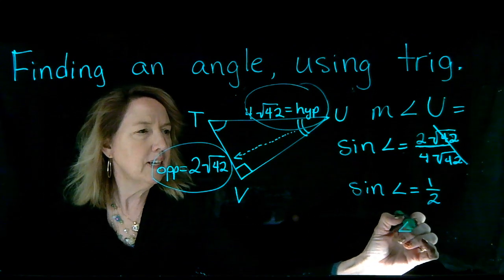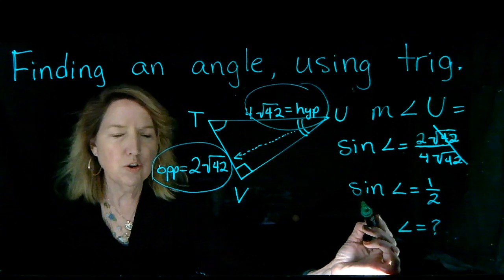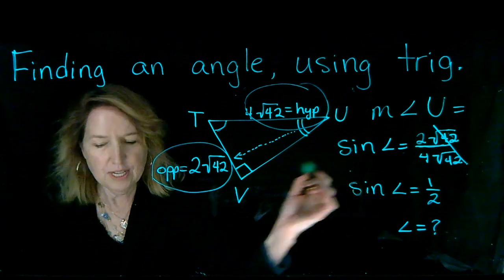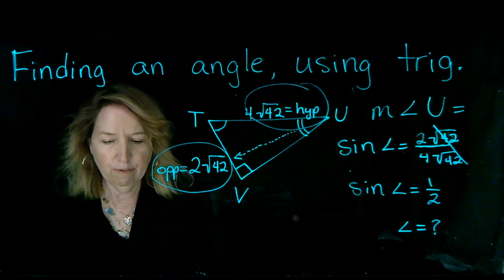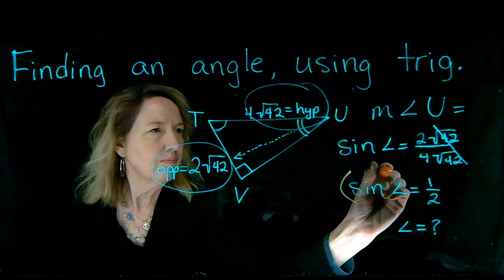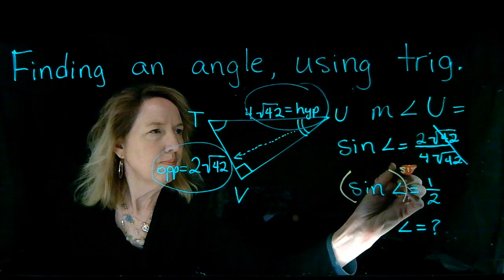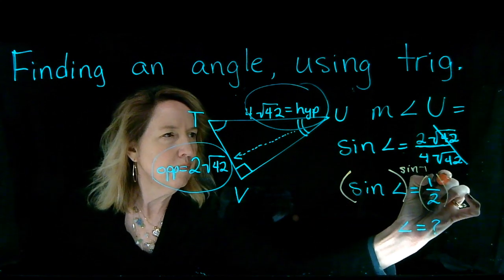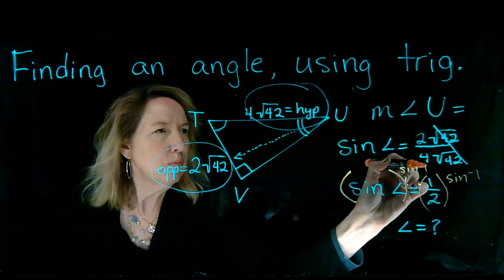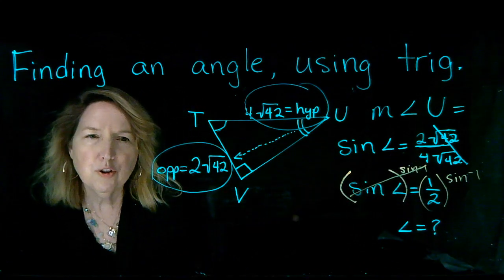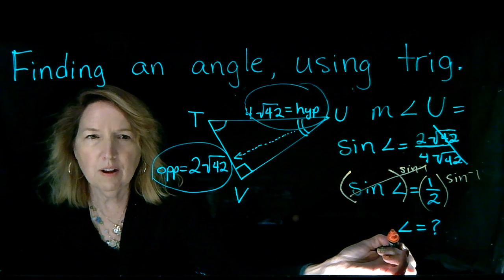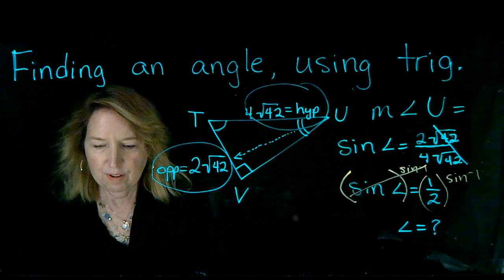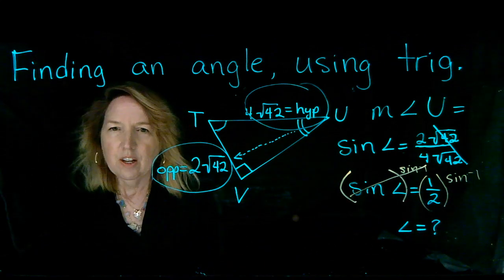Now, if my goal is to get the angle by itself, and it has a trig function next to it, in order to cancel that out, I would need to take the inverse of that trig function. And what I do to one side, I must do to the other. So this will allow me to cancel the trig function, giving me the angle by itself, but I need to figure out the inverse sine of 1/2. So I'm going to have to ask a trig calculator.